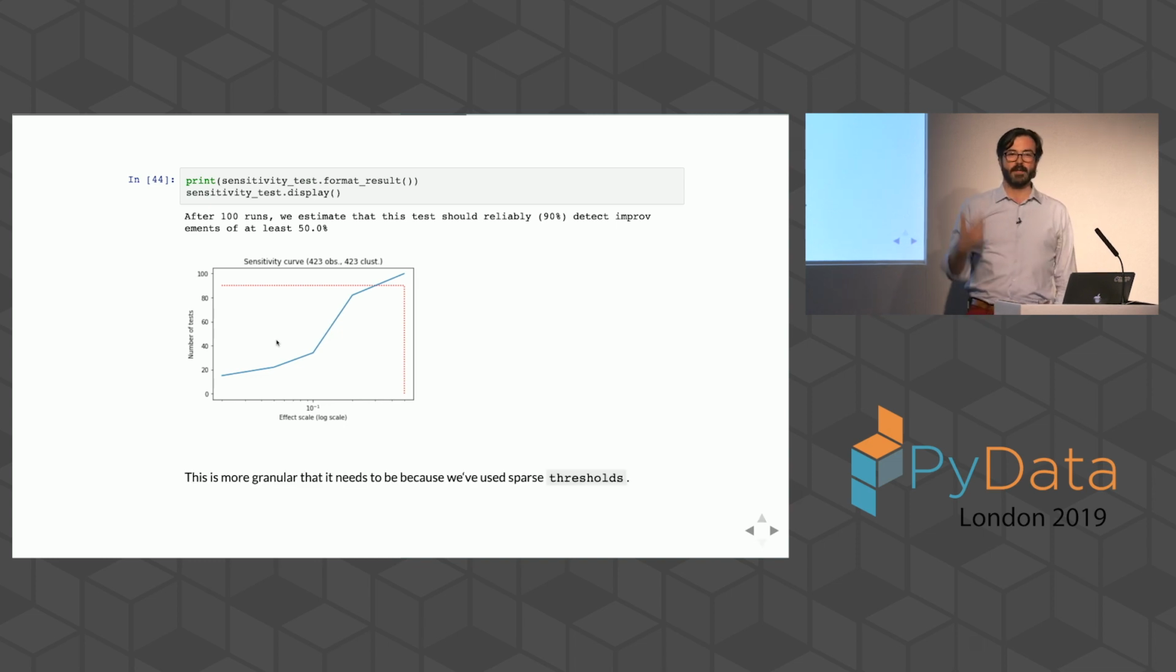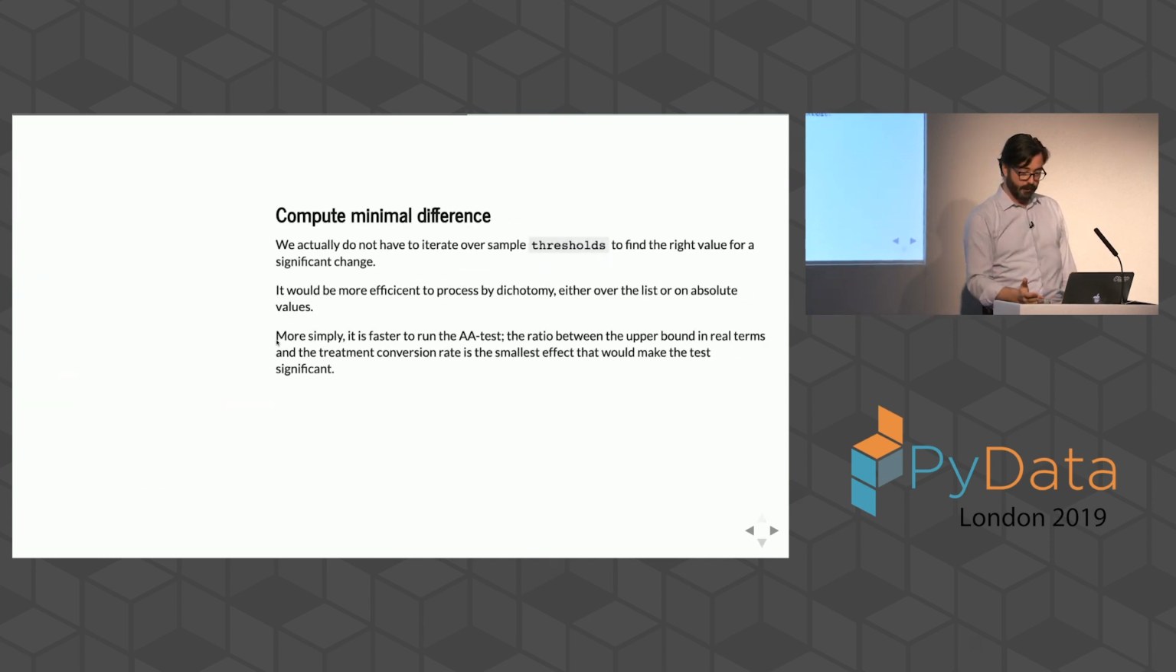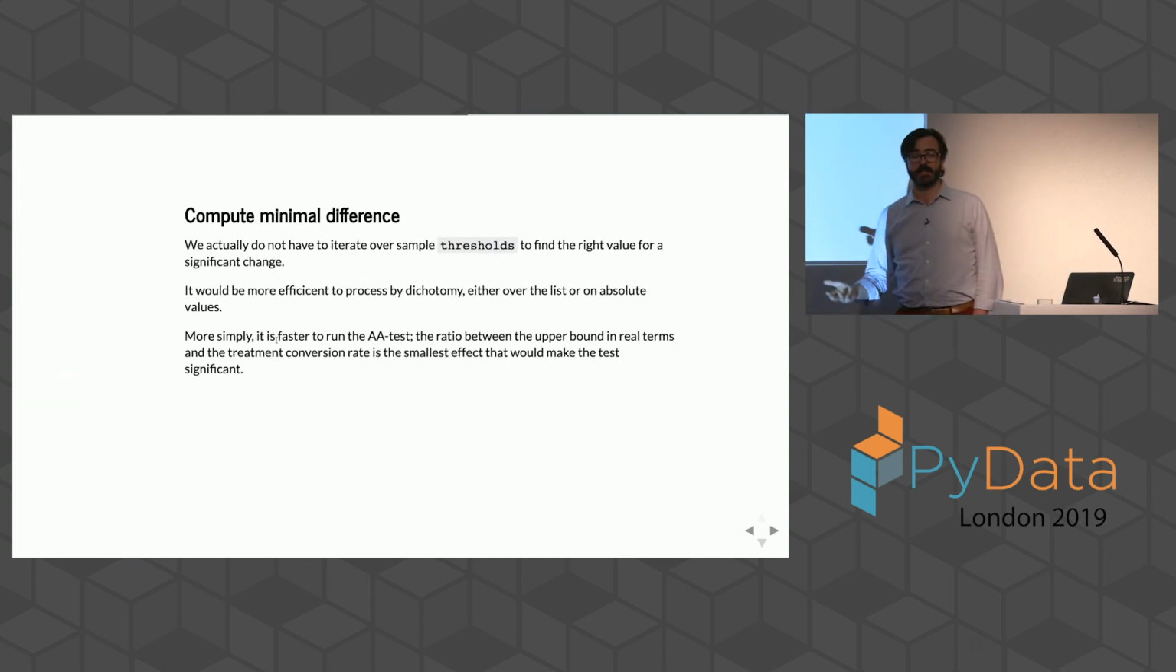So this is a bit too granular because of that threshold thing. What we could do is we could have many more thresholds: 1, 2, 3, 4, 5, 6, 7, 8, etc. That would be a bit slower, but that could possibly work. But there's a way to do that that is a bit more subtle.